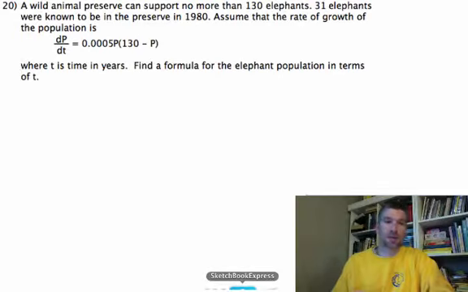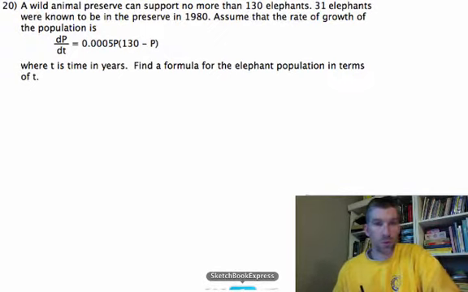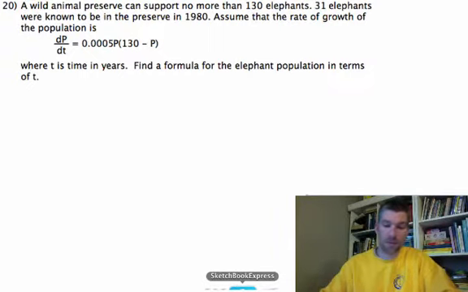All right, last question. A wild animal preserve can support no more than 130 elephants. 31 elephants were known to be there in the preserve in 1980. Assume the rate of growth of the population is this differential equation, where t is time in years. Find a formula for the elephant population in terms of t.